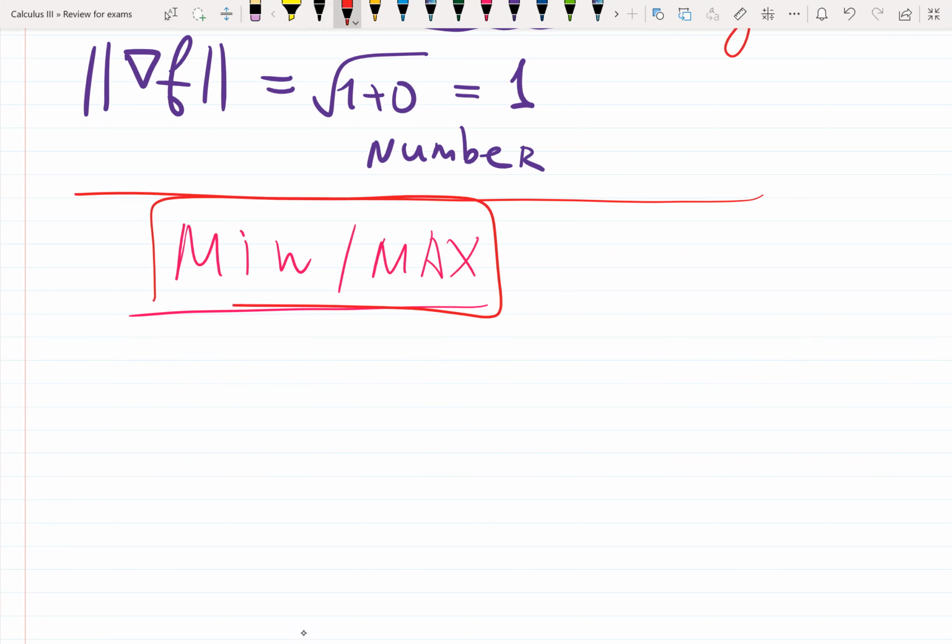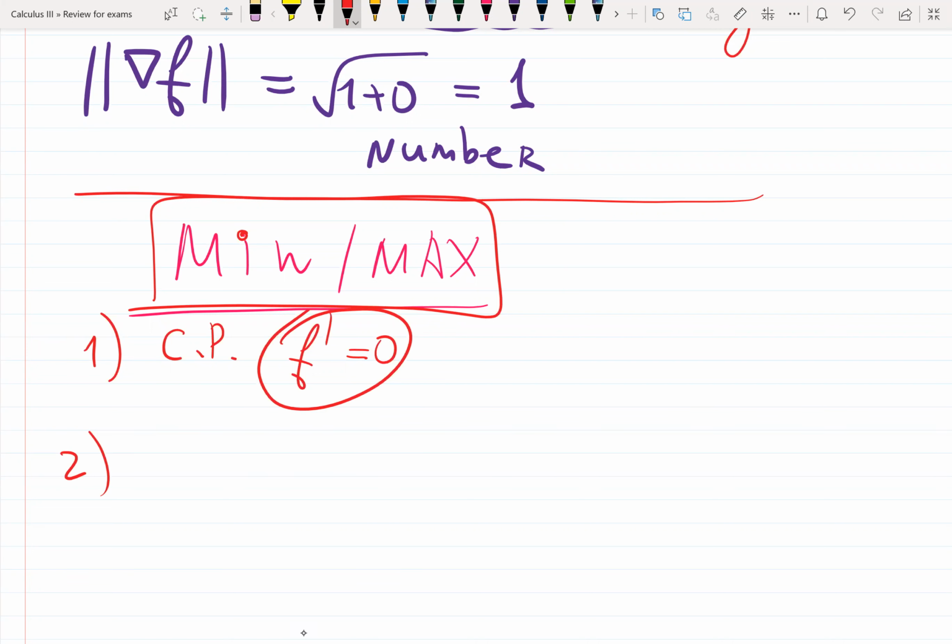To figure out minimums and maximums, we need to find critical points first, right? Just like we did before. Critical points are where your derivative is 0. Just now it's more complicated because we have many derivatives. So which derivative? Well, all of them. That's the idea here. All of them should be equal to 0, which gives you some critical points. And then you need to find second derivatives where the critical points come from derivatives equal to 0. That's what they call critical points, because something is happening there, so they are critical.